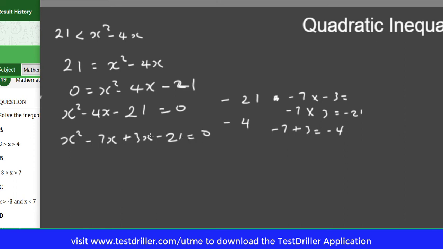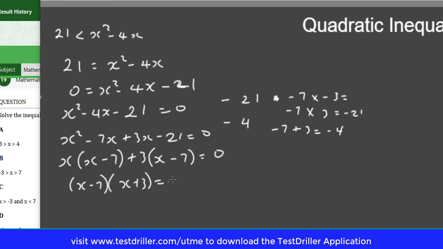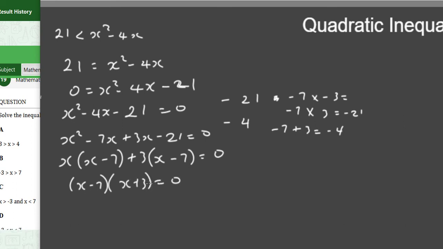equals 0. So you factorize. Take out the x, one of the x, then you have x minus 7, then you check what's common, that's 3. So if you take out 3, that's x minus 7 remaining. So you want to bring out the x minus 7, then you'll be left with x plus 3 equals 0. So the next phase is to solve for x. So you just say if x minus 7 equals 0, then x will be 7. Or if x plus 3 equals 0, then x will be equal to minus 3.